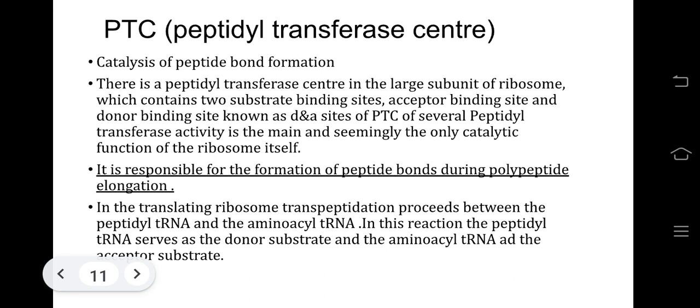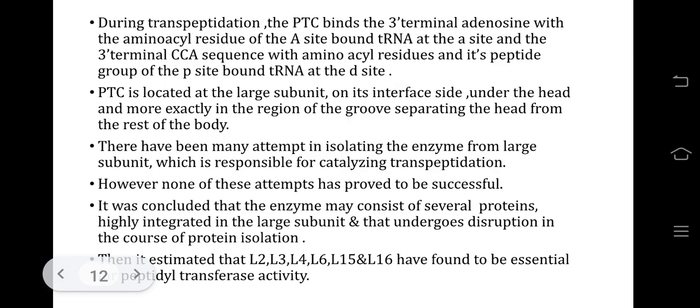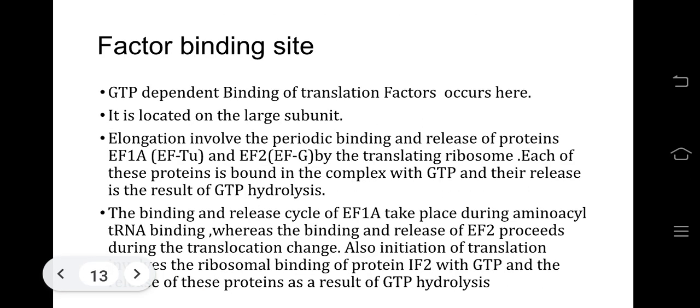There have been many attempts at isolating the enzyme from the large subunit that is responsible for catalyzing transpeptidation. However, none of these attempts has proved to be successful. It was concluded that the enzyme may consist of several proteins highly integrated in the large subunit that undergo disruption in the course of protein isolation. It is estimated that L2, L3, L4, L6, L15 and L16 are essential for peptidyl transferase activity. Then the factor binding site will be there.